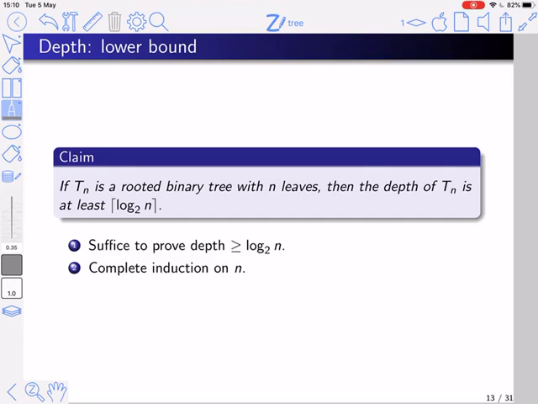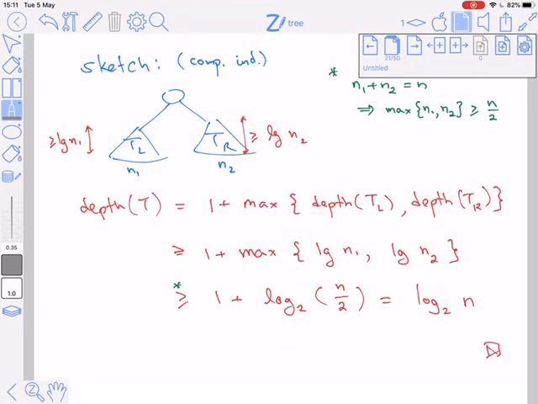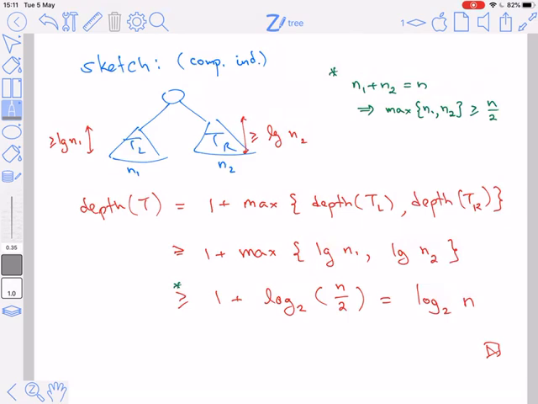Now, the depth is an integer, so if you want to prove that the depth is greater than or equal to the ceiling of log n, it suffices to prove that it's greater than or equal to log n. And the proof will proceed by, again, complete induction on n. Since we saw this structure of a proof a few times already in today's talk, I will only sketch the proof, and I will skip immediately to the induction step.